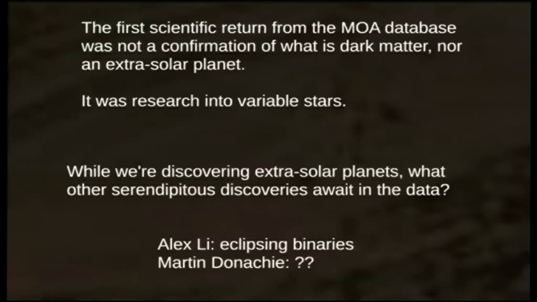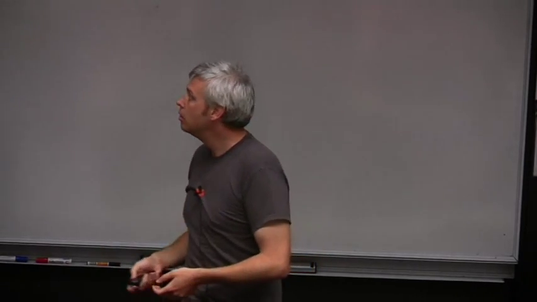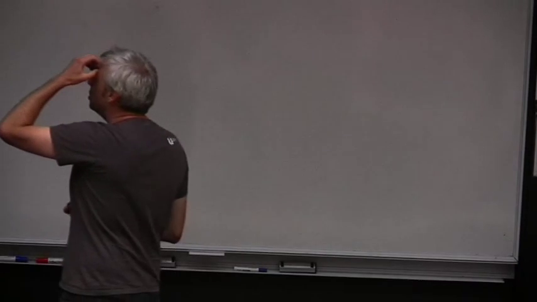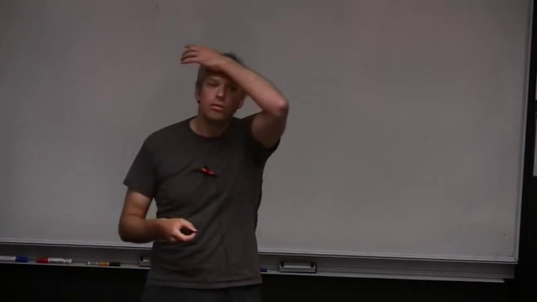It was an emergent discovery. It was research into variable stars. You stare at millions of stars night after night, and you can't help noticing that some of those stars are variable. We know about these things, but you have now got lots of them. Lots of data means you are able to ask more fine questions about the topic of study. So while we're discovering extrasolar planets, what other serendipitous discoveries are waiting in the data?